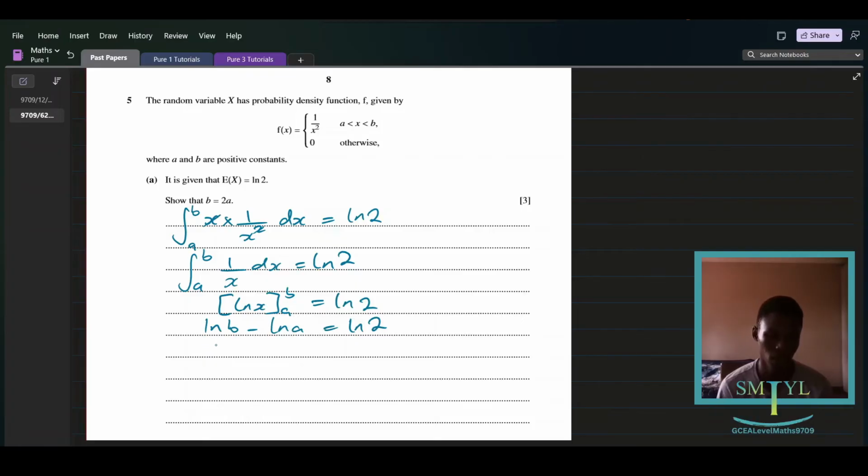And we can use laws of logarithms to combine this to be ln b over a is equal to ln 2, and apply the exponential function to both sides, and that becomes b over a is equal to 2, and let's make b the subject of the formula. You get b is equal to 2a, and that's our final answer.